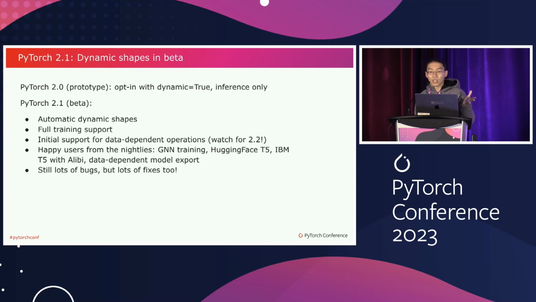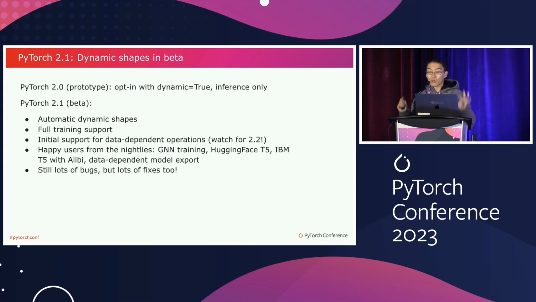So last PyTorch conference, we announced prototype support for dynamic shapes. At the time 2.0 released, dynamic shapes were opt-in only with an explicit flag, and they only worked for inference. So with PyTorch 2.1, I'm happy to announce that dynamic shapes have moved to beta. So we automatically apply dynamic shapes to your model when we notice your input shapes are varying over time. In fact, you probably should stop using dynamic equals true if you don't actually need everything to be dynamic. I'll say more about that later.